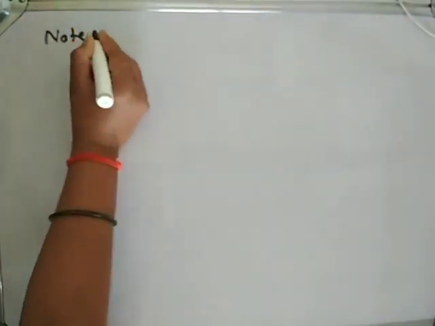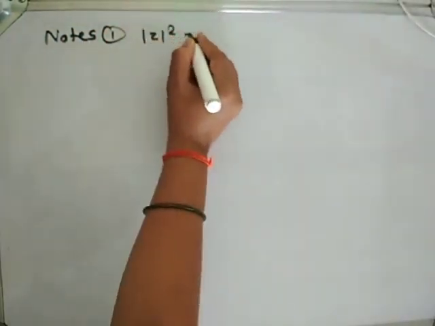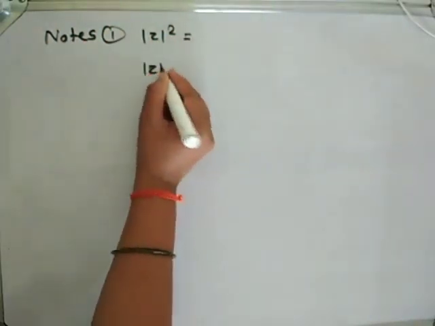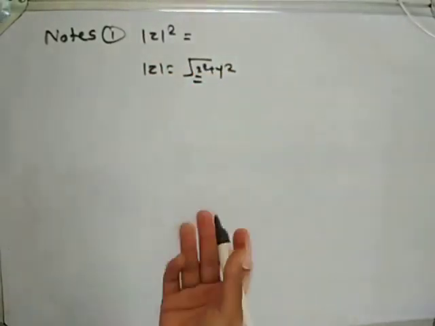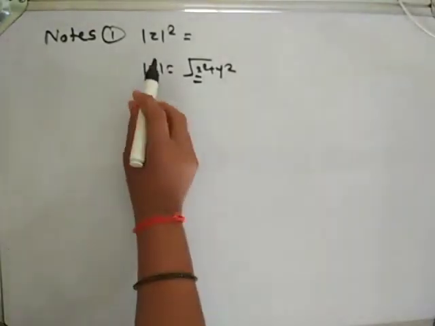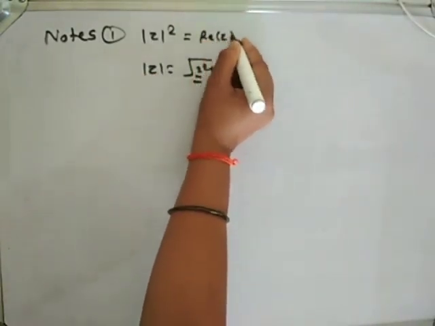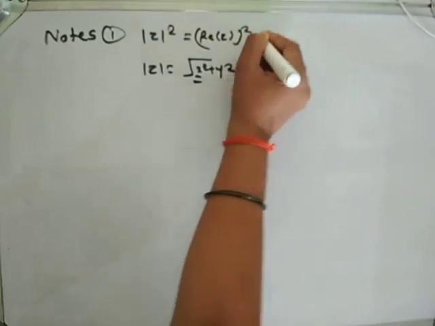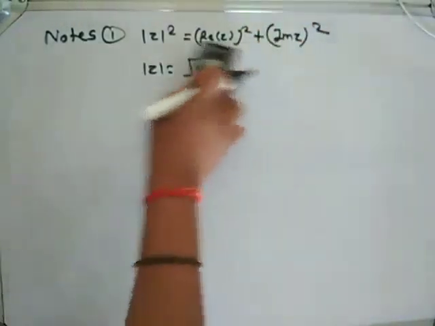Hello students, let us start with notes. First one is mod z square is equal to... we know that mod z is nothing but root of x square plus y square. X is what? Real part of z, and y is imaginary part of z. So mod of z square is nothing but real part of z bracket square plus imaginary part of z bracket square.